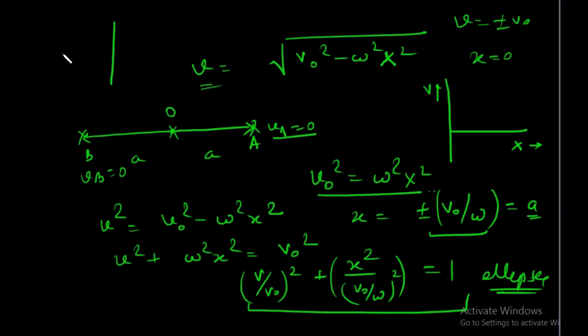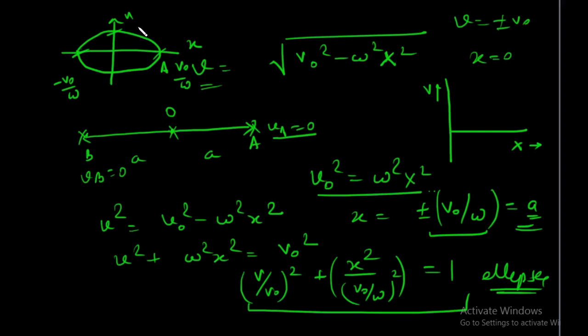You see, this is an ellipse. Alright, this would be v and this would be x. At this is a point A, this is positive v naught by omega, and this is point B, this is negative v naught by omega. V naught by omega I have called A, and this is one point where velocity is positive v naught and this is negative v naught. Okay, this is the answer. This is the curve and it is ellipse.